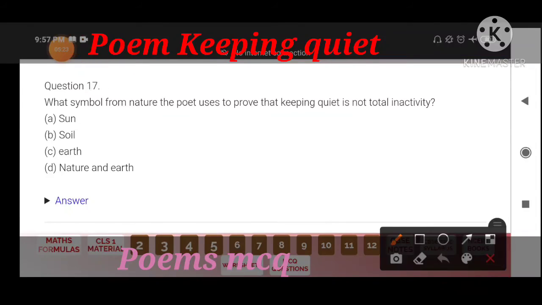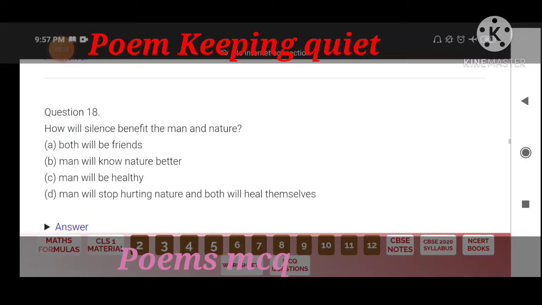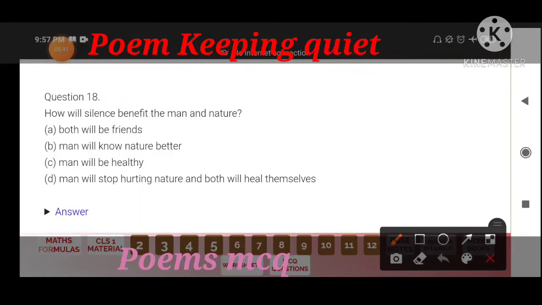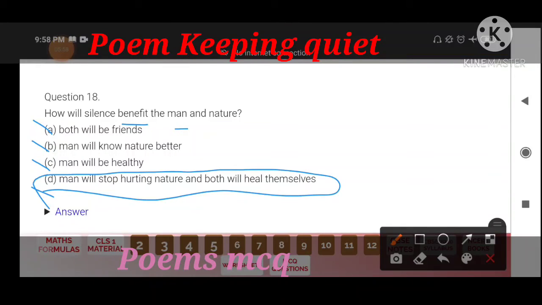17.1. What symbol from nature does the poet use to prove that keeping quiet is not total inactivity? So the options are sun, soil, earth, nature and earth. So answer is nature and earth. How will silence benefit the man and nature? So options are both will be friends, men will know nature better, men will be healthy, men will stop hurting nature, and both will heal themselves. So this one will be the answer.